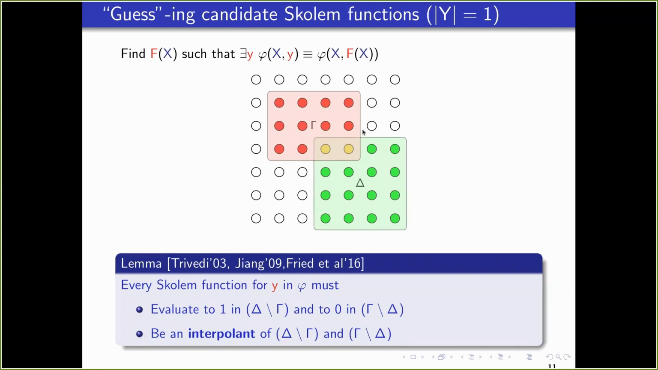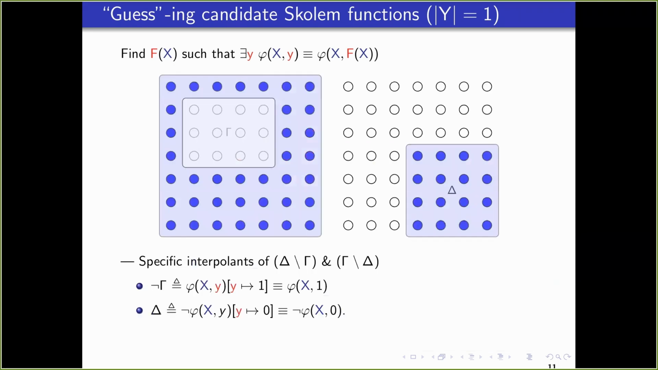It can't evaluate to 1 in this red part, so it must evaluate to 0 here. So it must evaluate to 1 in delta minus gamma, this green part. It must evaluate to 0 in gamma minus delta, this red part. And it should really be an interpolant of these two regions. Any interpolant of these two regions can serve as a Skolem function, and that's a result that we already have. Of course, there could be many, many interpolants.